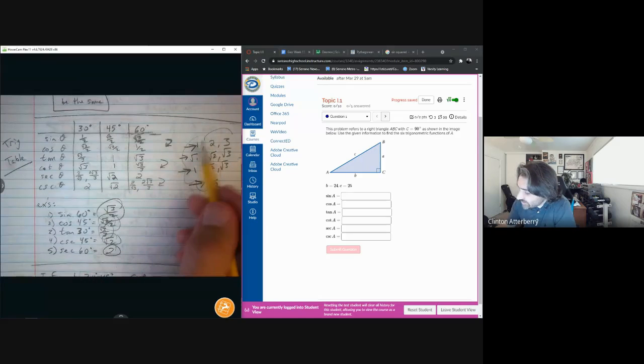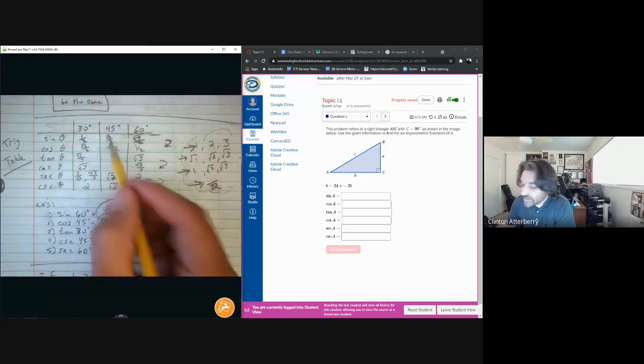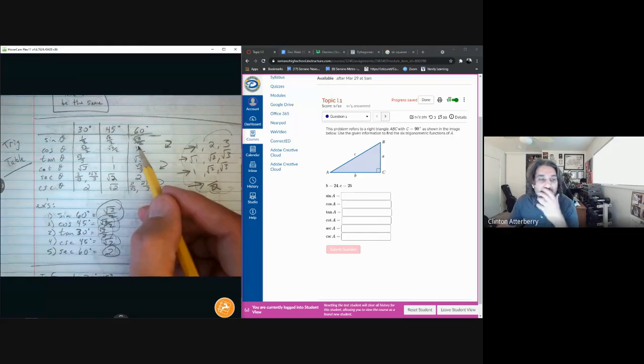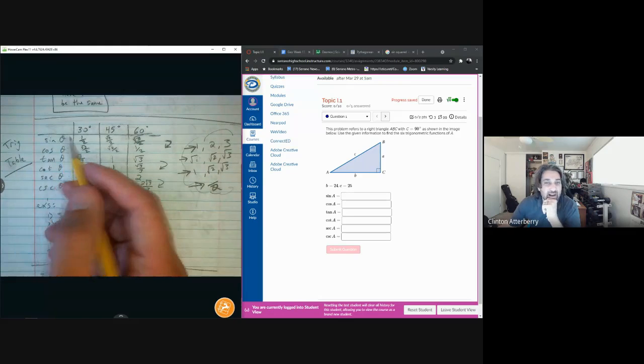It goes 1, 2, and 3, which means the square root of 1 divided by 2, the square root of 2 divided by 2, and the square root of 3 all divided by 2. The square root of 1 is just 1. So that's the pattern. Okay, this is the pattern, and it's really cool how this works out.